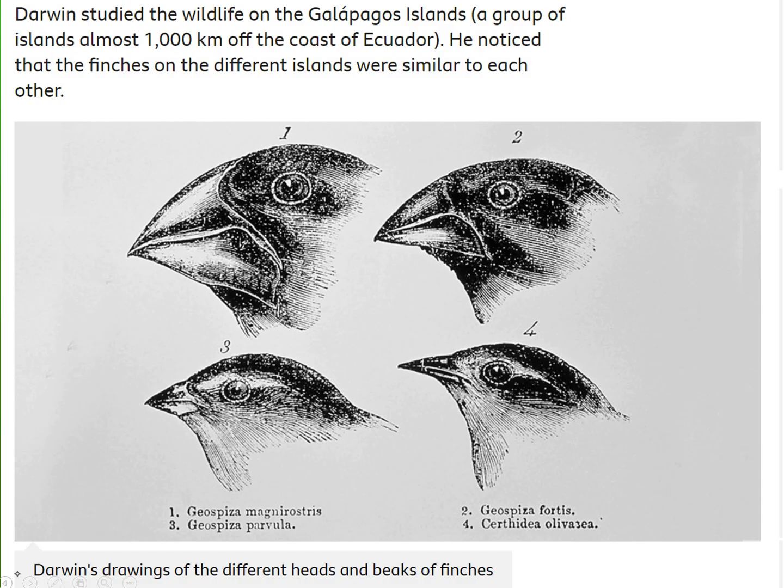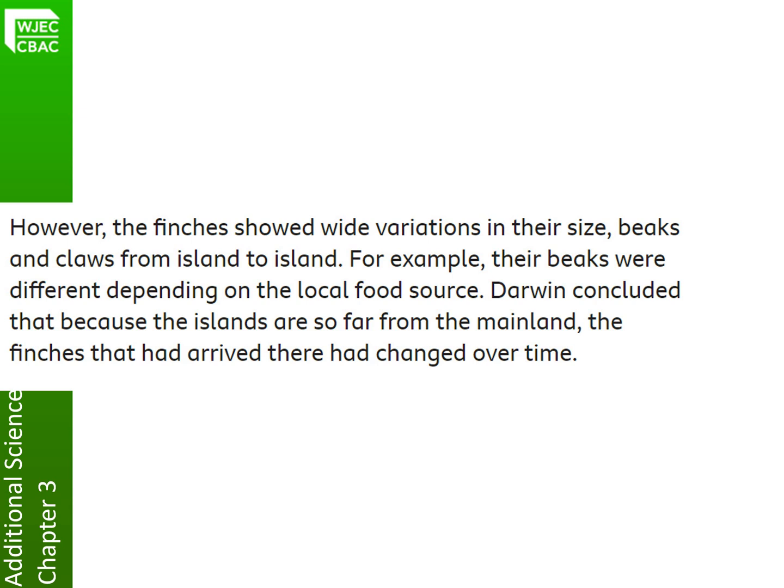So these are just some of his illustrations, his drawings of the different beaks and head shapes of the different finches. And he studied the wildlife on these Galapagos Islands, okay, that are 1,000 kilometers off the coast of Ecuador. And he noticed that the finches on different islands were similar to each other, but also had differences too, okay. So the finches showed this wide variation in their size and their beaks and their claws from island to island, okay? So this is the first bit of explaining natural selection amongst the finches.